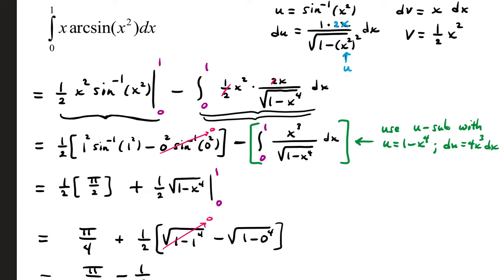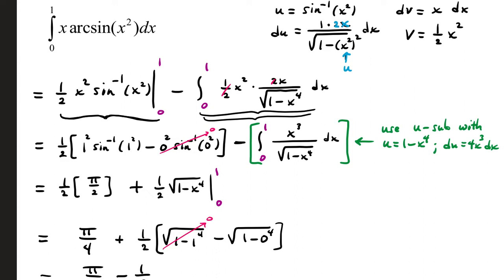The antiderivative of x dx is 1/2 x squared. Going back to the original problem, uv, that's 1/2 x squared sine inverse of x squared, evaluated at our upper and lower limit values, minus the integral of v du, which is really nasty. That blue 2 and this black 2 will cancel. I went ahead and wrote it all in here, but here in red, I canceled those two. And that gives us x cubed over radical 1 minus x to the 4th.